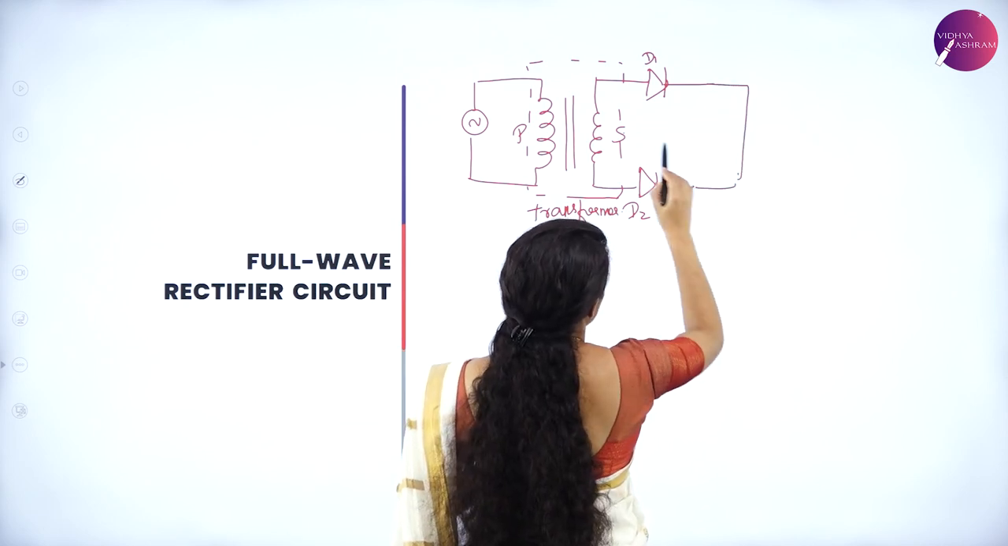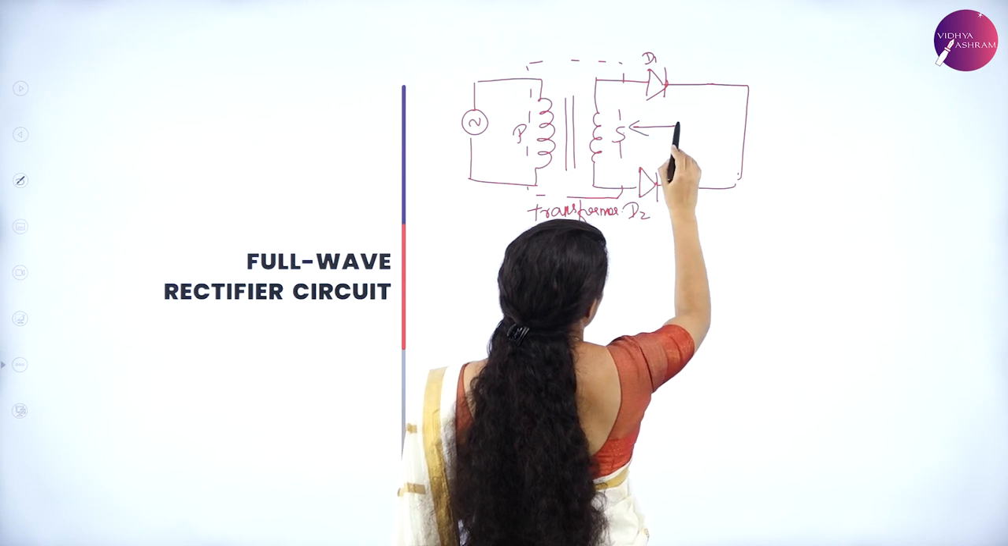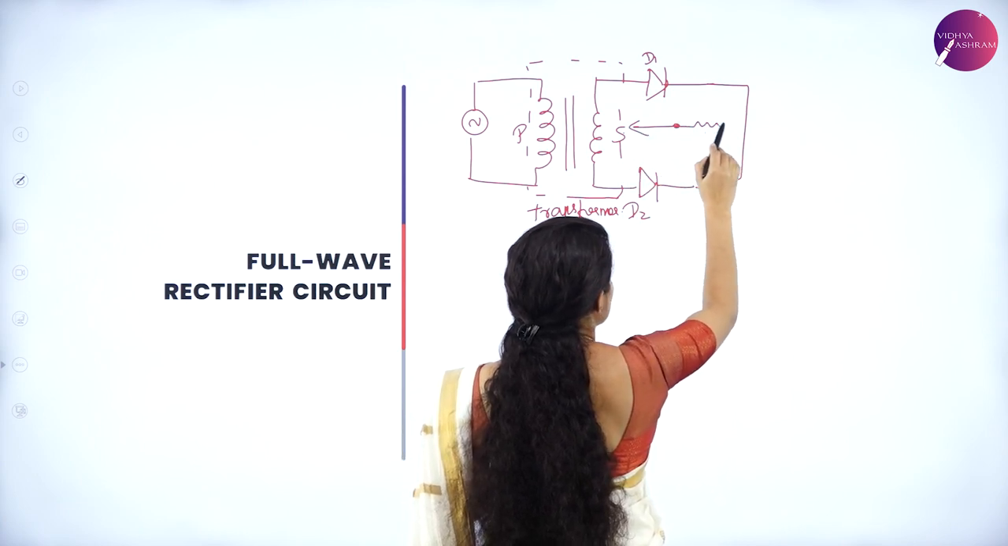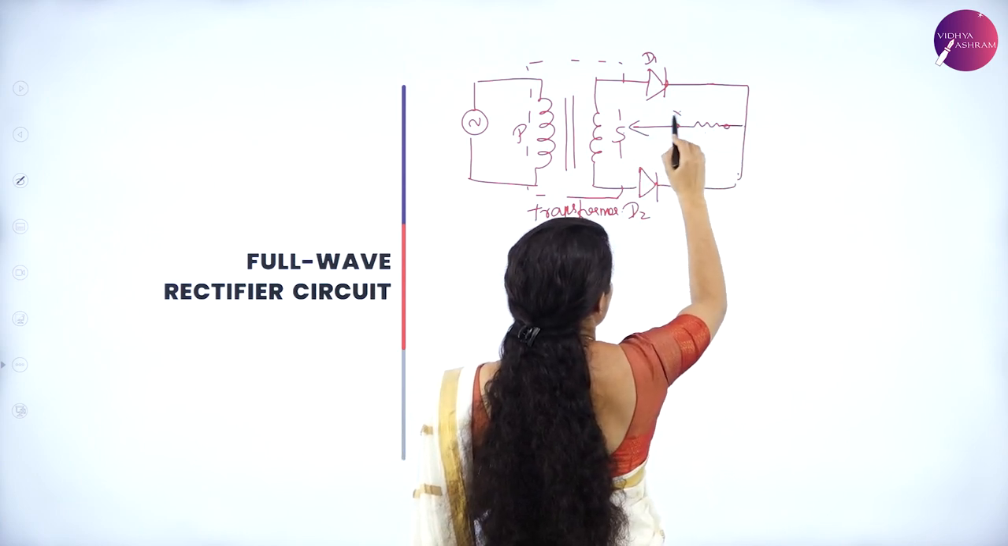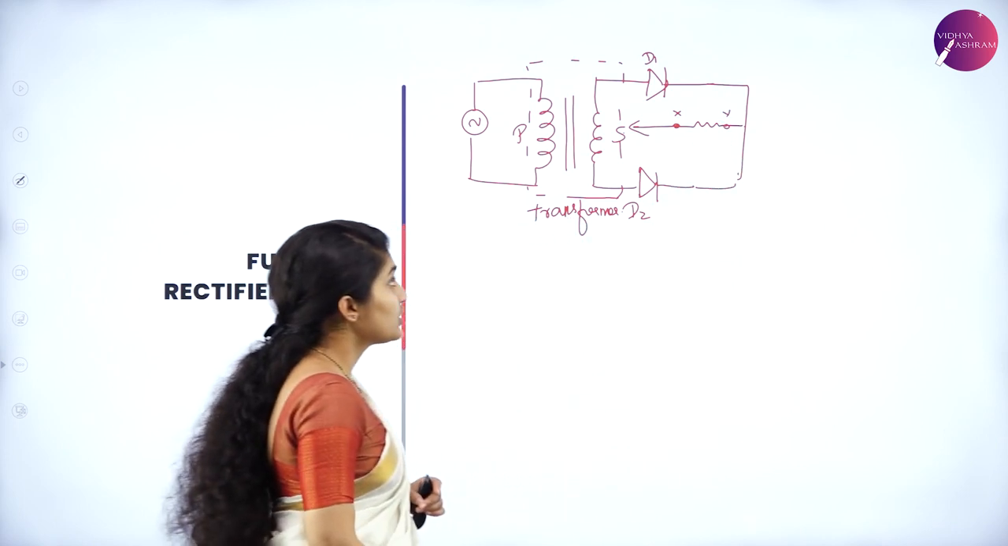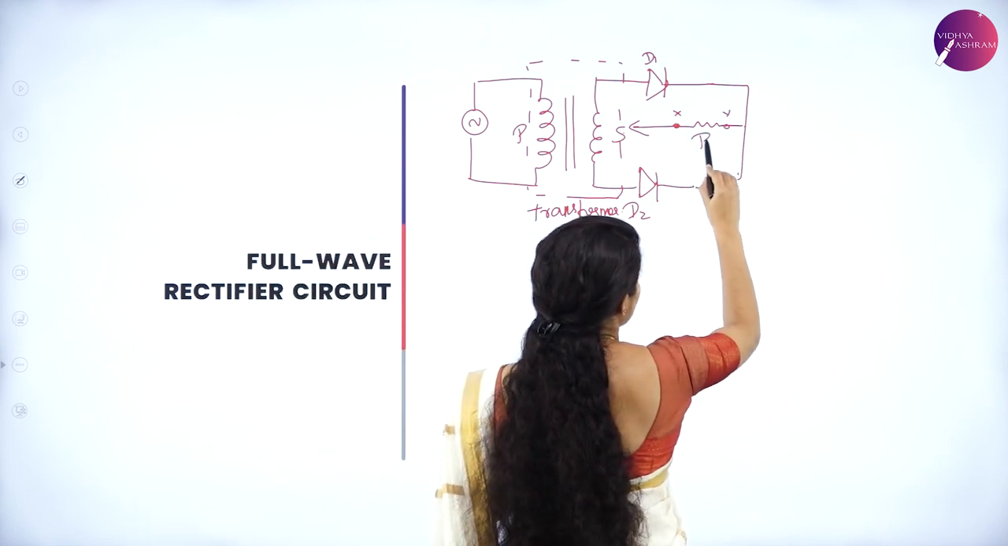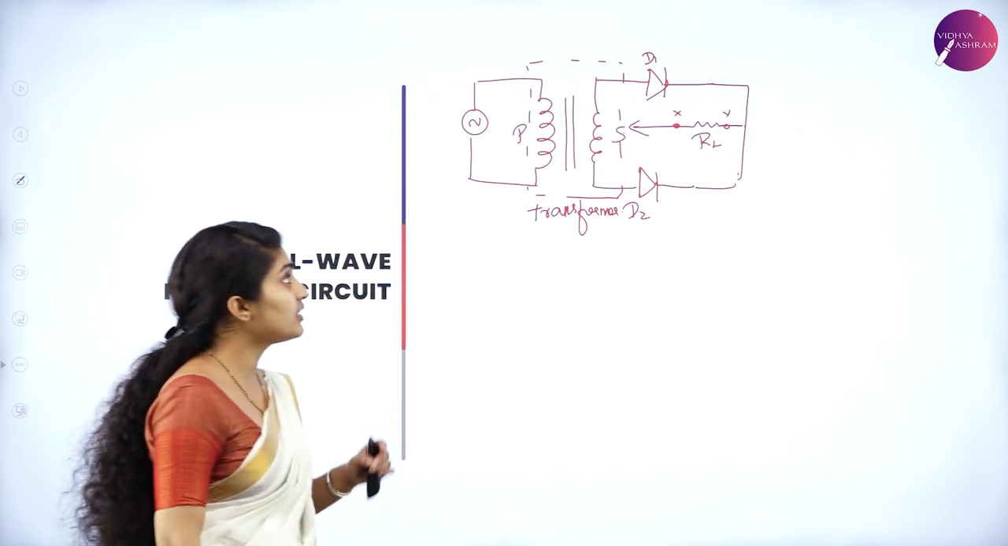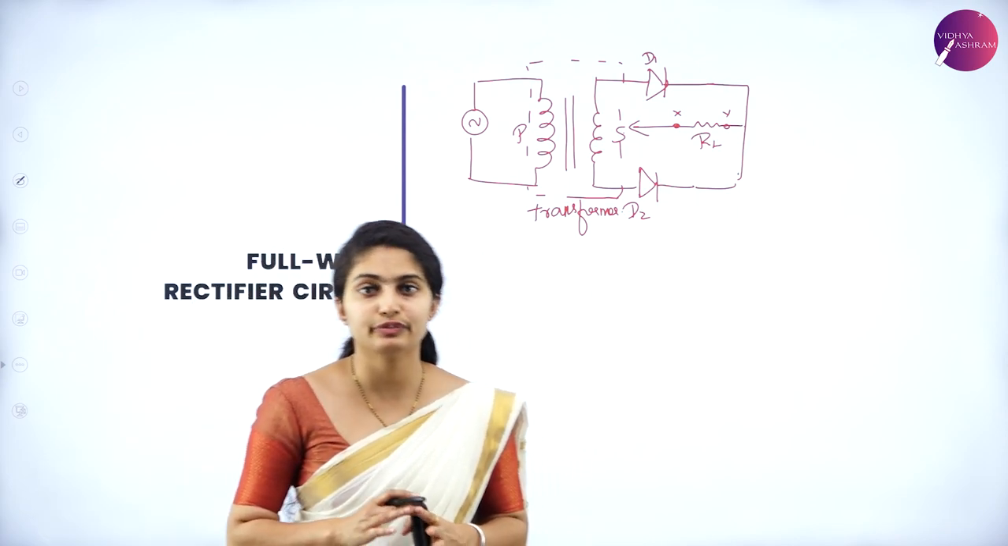And it has been covered, and there is a center tap, and the output load resistance has been connected over here, X and Y. Okay, so the load resistance will be connected over here. So this is the circuit connection for a full wave rectifier.